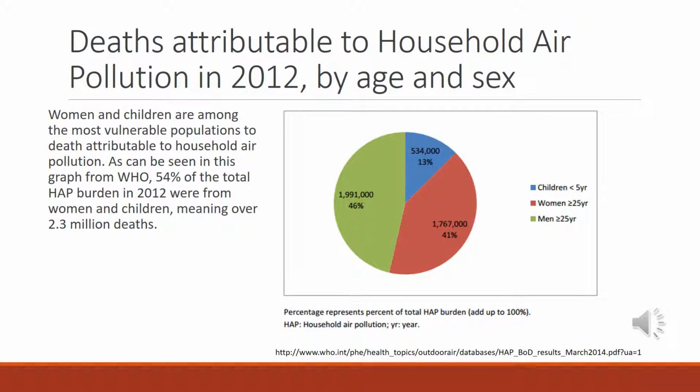When looking at deaths attributable to household air pollution in 2012, specifically, we can see that women indicated in red and children under the age of 5 indicated in blue make up the majority of the total number of deaths in 2012. When looking at the total, that's about 2.3 million deaths per year. And these are very vulnerable populations because, as you can see, it's children that are under the age of 5 and women that are under age 25. When looking at the population of men who are under the age of 25, almost 2 million deaths are also taking place each year.